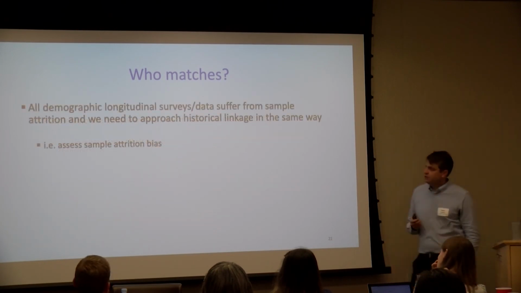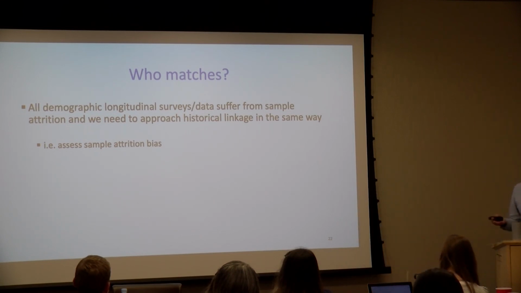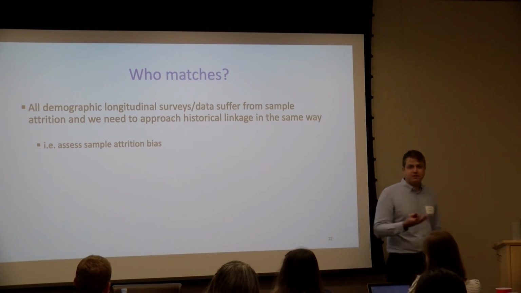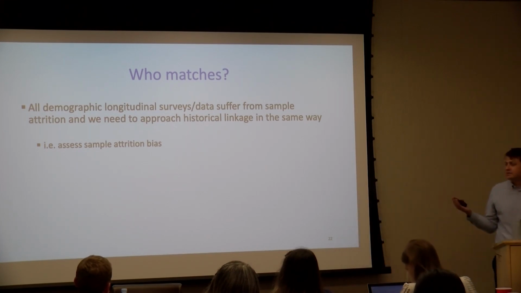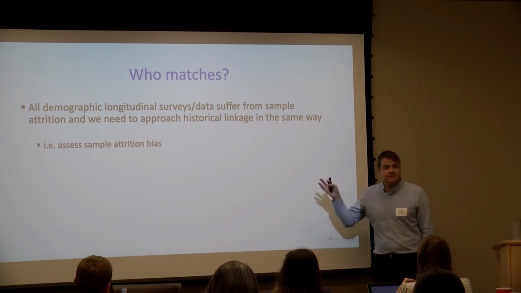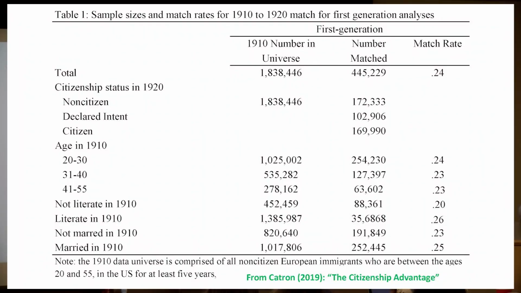And so because we lose individuals across the censuses, right, we need to consider issues of attrition bias, right? So all demographic longitudinal data sets have attrition bias, and this isn't any different. So we do need to still consider these types of issues whenever we're matching people across censuses.